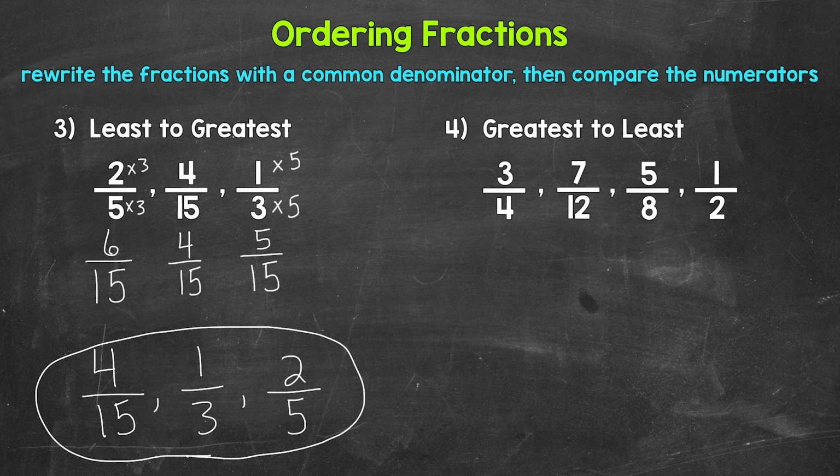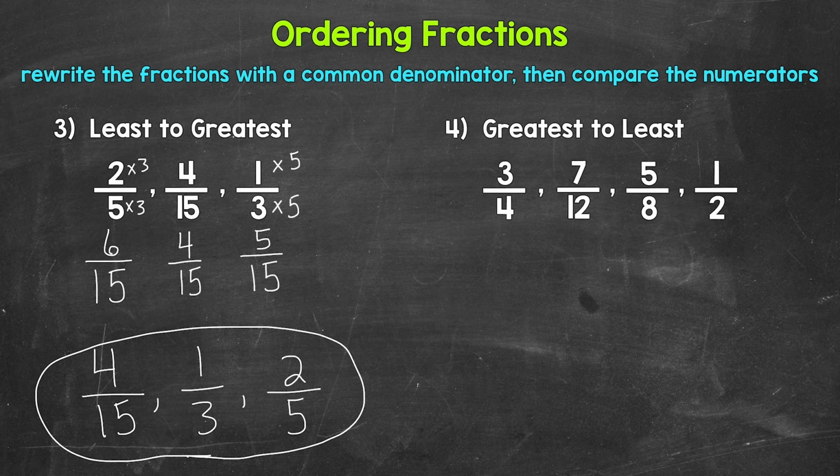Lastly, moving on to number 4, we need to order these fractions from greatest to least. We have denominators of 4, 12, 8, and 2. Our largest denominator here is 12. So let's work from that and find our least common denominator. So will 12 work for our least common denominator? Well, 12 will work for 4, 12, and 2, but it doesn't work for 8. So 12 is not going to be our least common denominator.